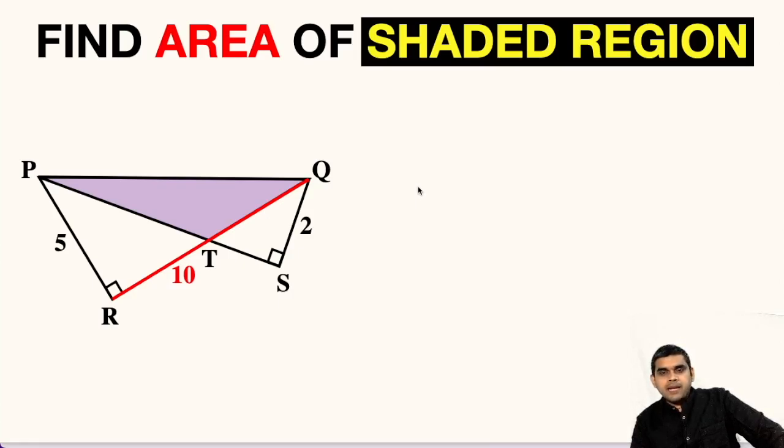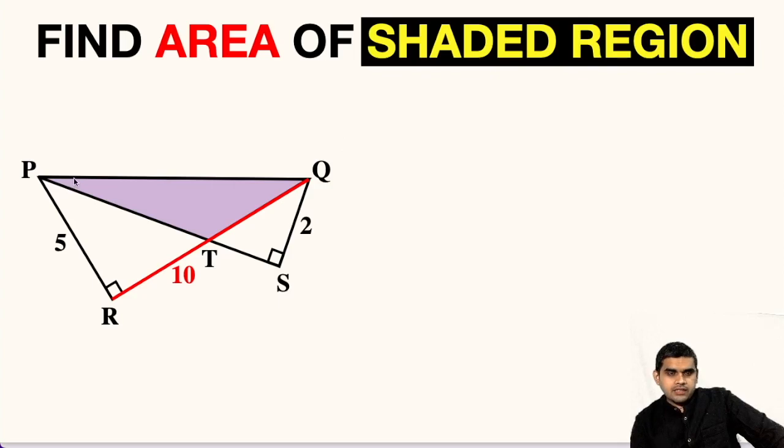Once again, I am back with another interesting question today. In the figure, we have two right triangles sharing a common base, that is the side PQ. The measure of some of the sides are given, like RQ is equal to 10 units, SQ is equal to 2 units, and PR is equal to 5 units. We are asked to find the area of this shaded region.